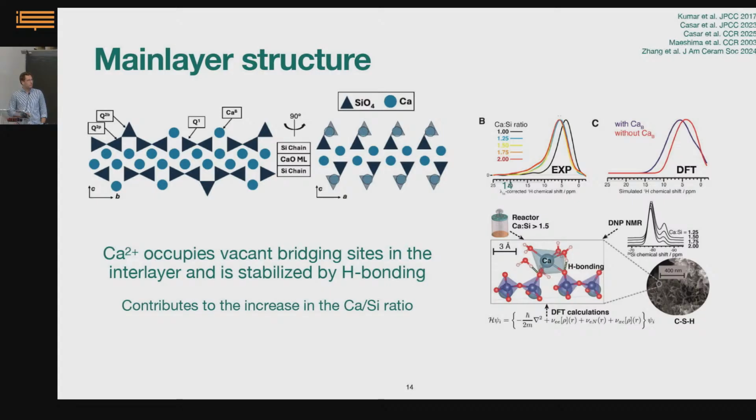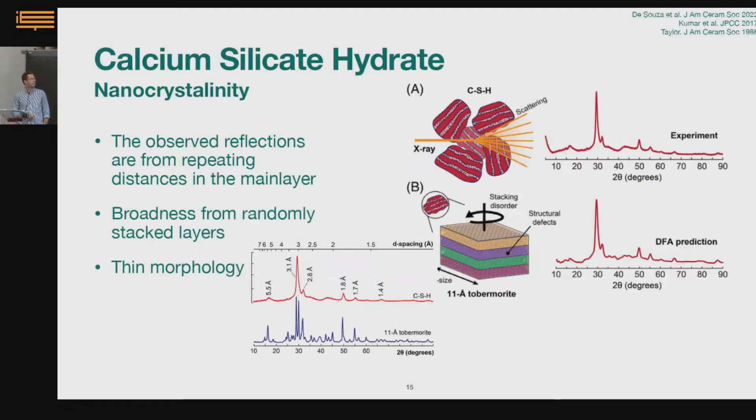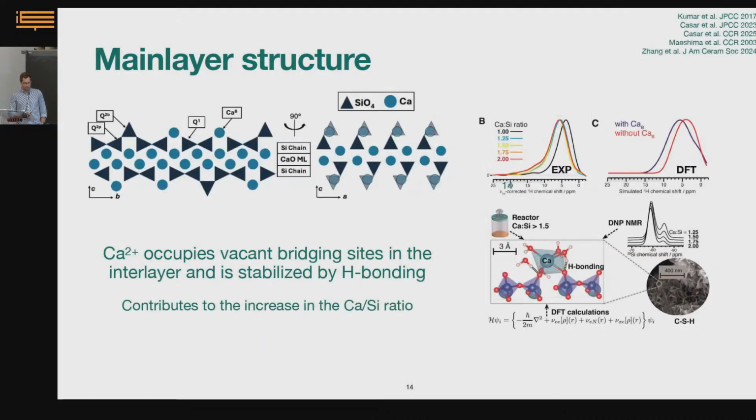And in the same paper, they nicely showed with a combination of NMR and quantum mechanics calculations that those sites are occupied by calcium atoms stabilized with hydrogen bonding, and this is a partial increase of the calcium silicon ratio that we see in the cementitious CSH in comparison to the tobermorite structure. So this defines the nanofoil main layer structure.